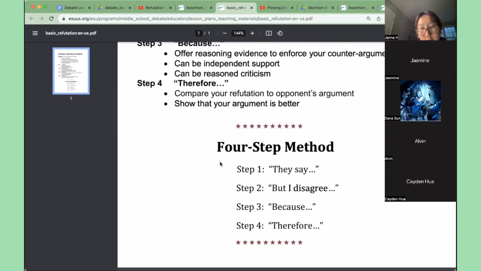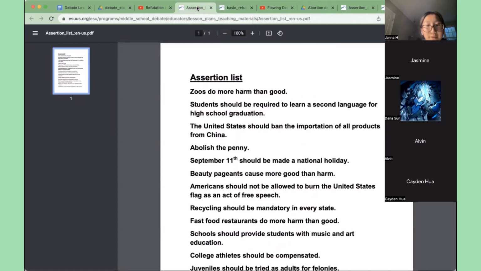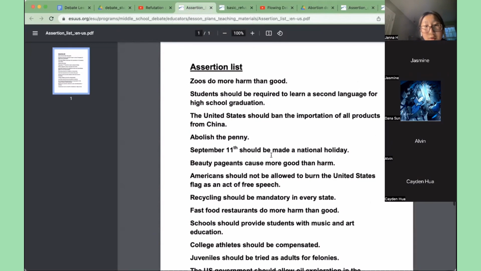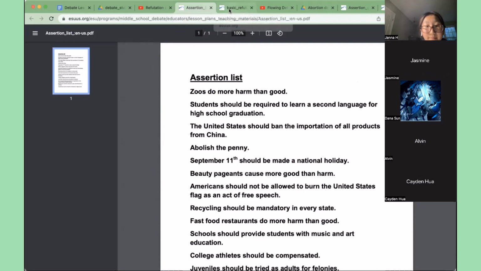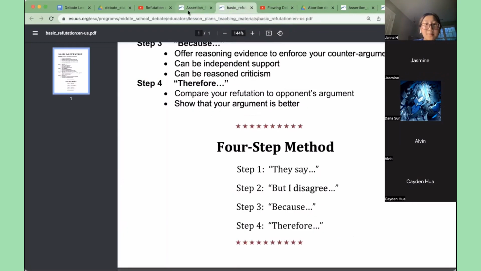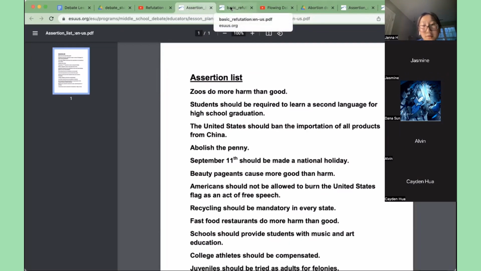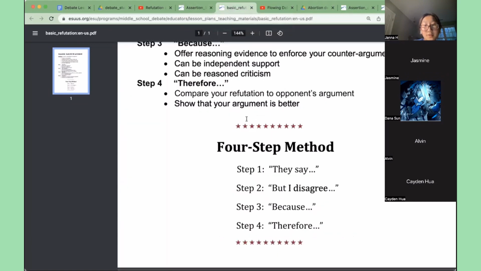And then here's just a simplified version of that. We're also going to do a little worksheet on this. It's just a list of assertions. So I'll keep this up and I'll read one of these, and then you can do the 4-step method on it. Let's do the first one: zoos do more harm than good. You can type in the chat either each step or all of them together, or you can unmute yourself.